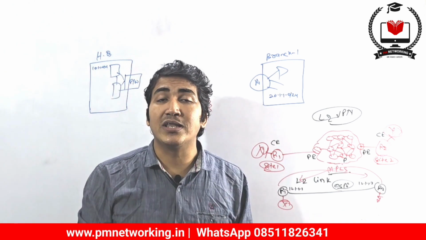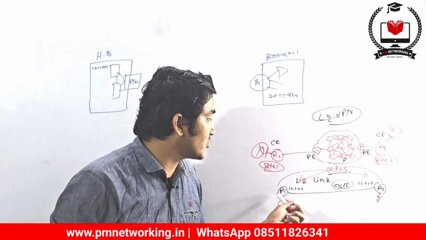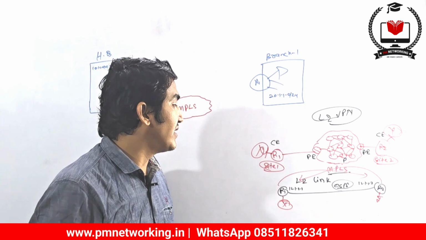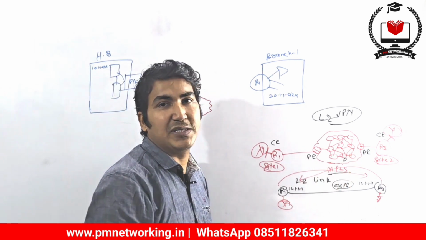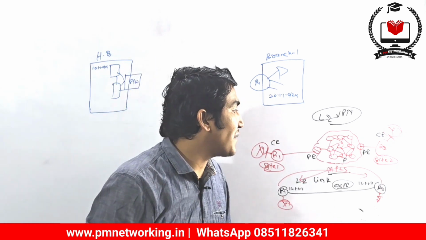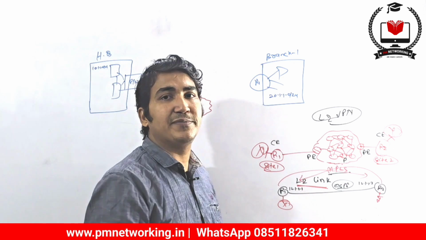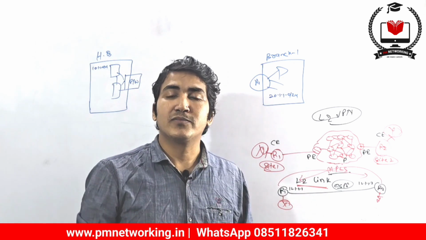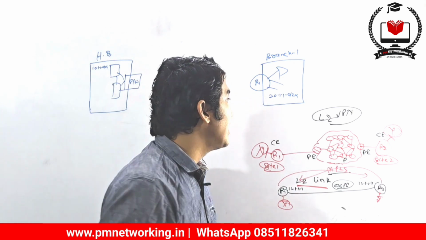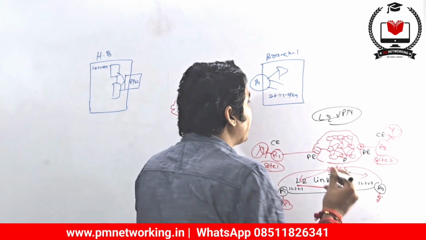There is no involvement of customer edge router configuration, right? We are not going to advertise any network information to the service provider, right? This is what L2 VPN is. Now if I talk about L3 VPN, L2 VPN means an L2 link between 2 points or between more than 2 points, right? Then L3 VPN. What will happen in L3 VPN?